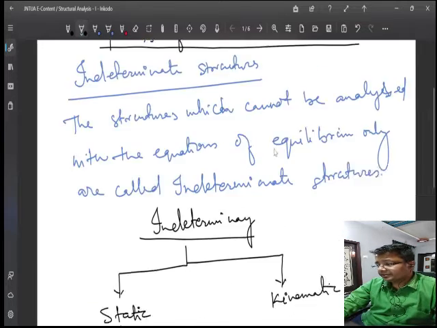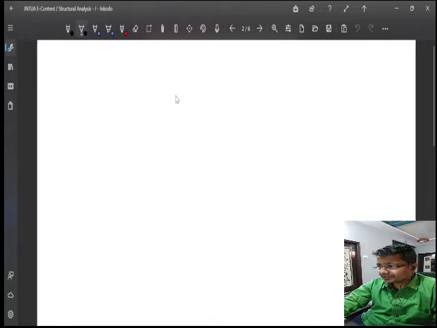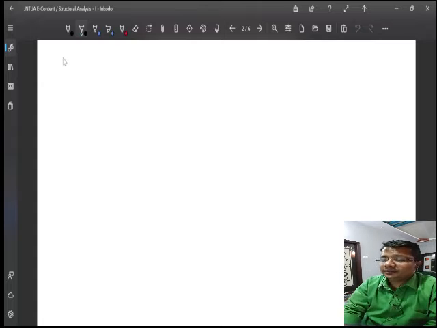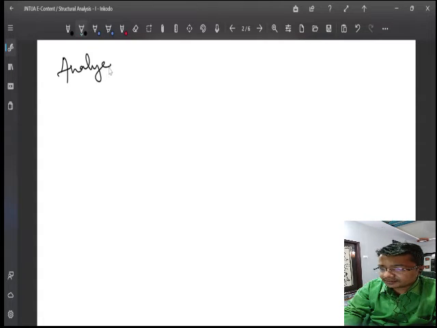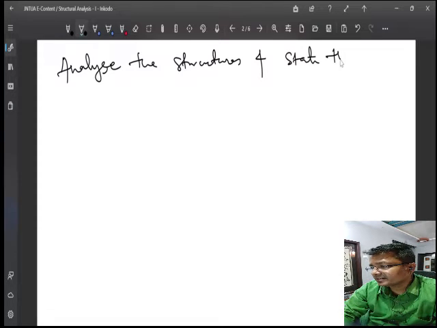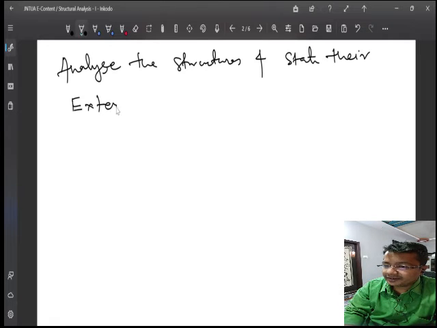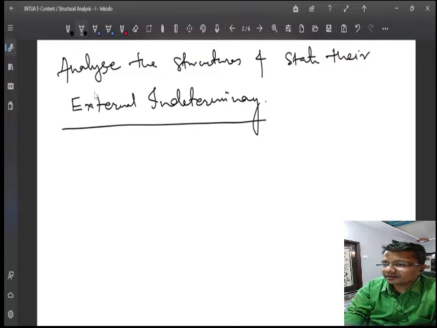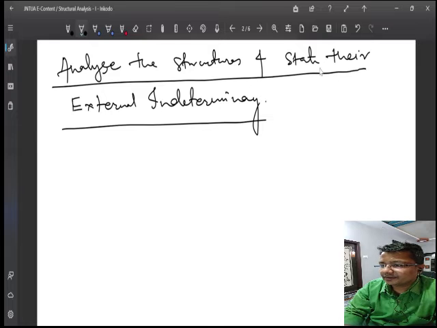Now let's take some examples for this one. We can write a question: analyze the structures and state their external indeterminacy.